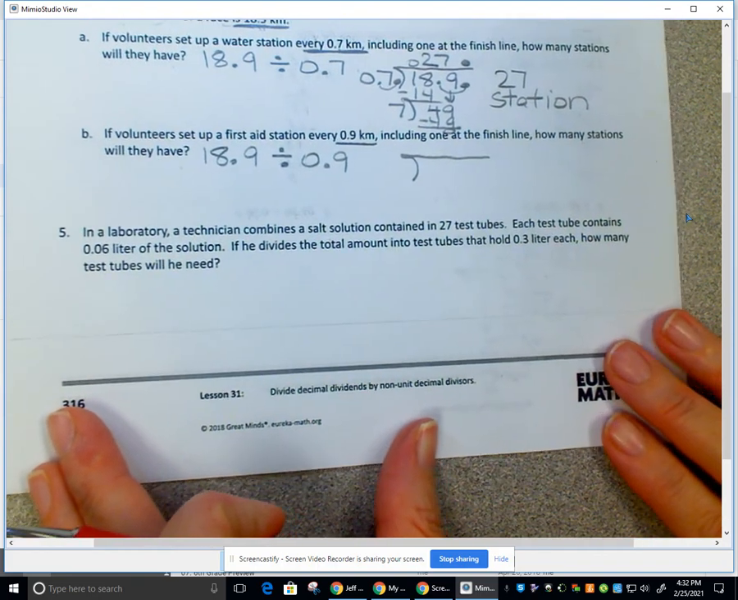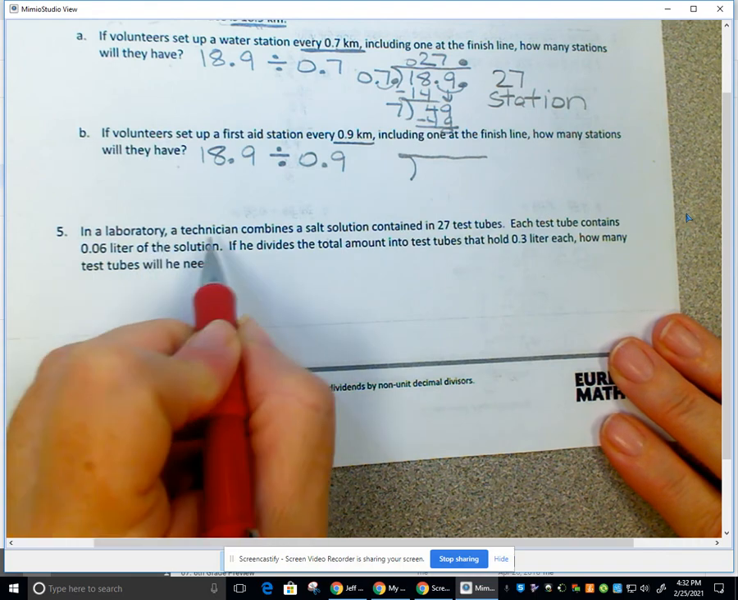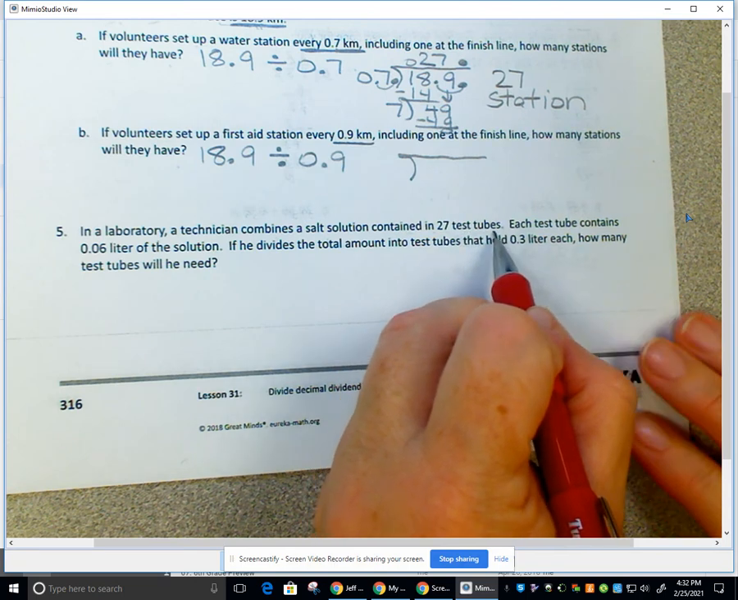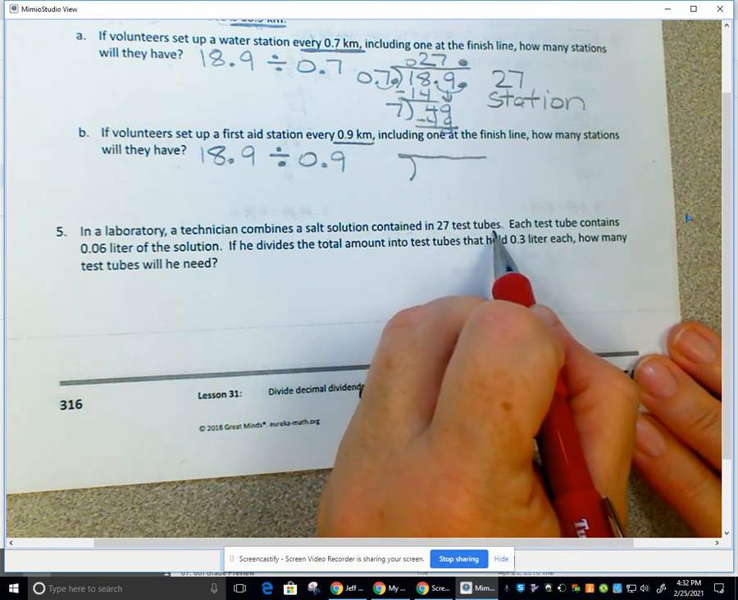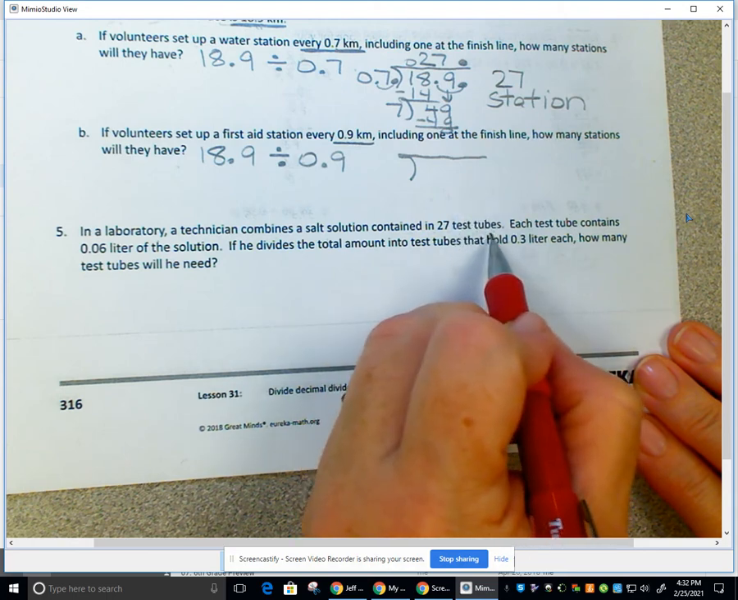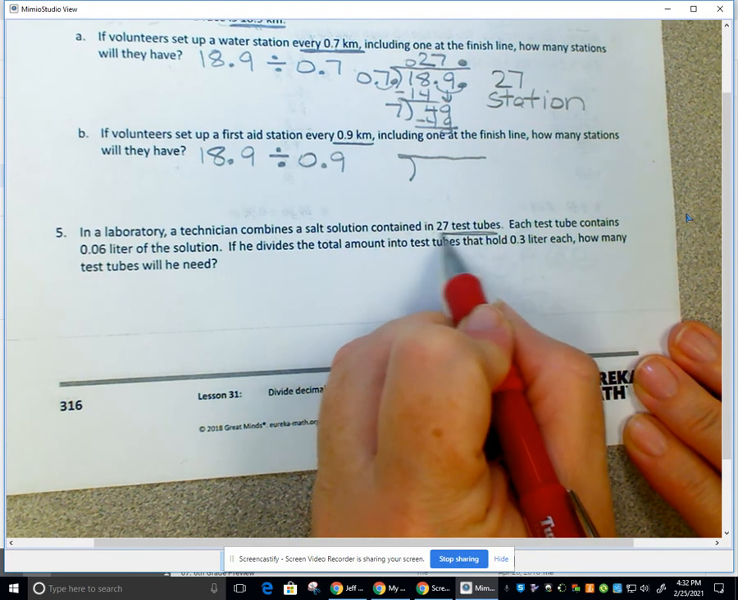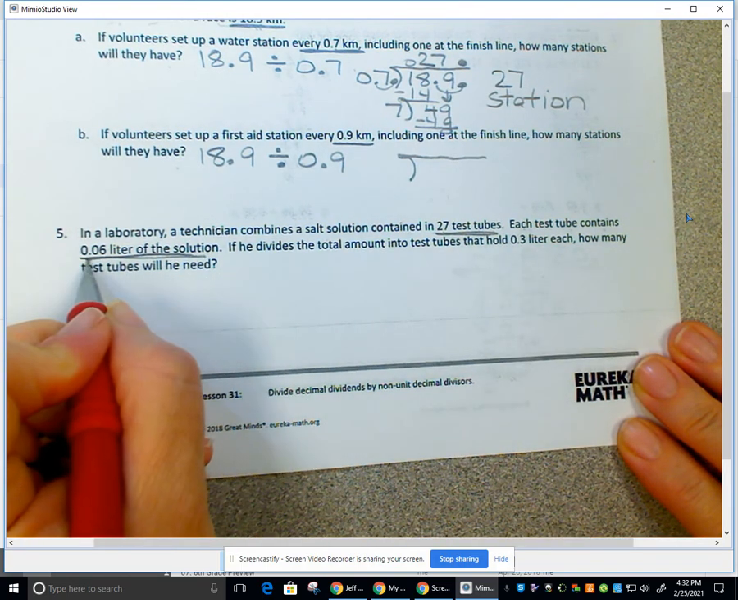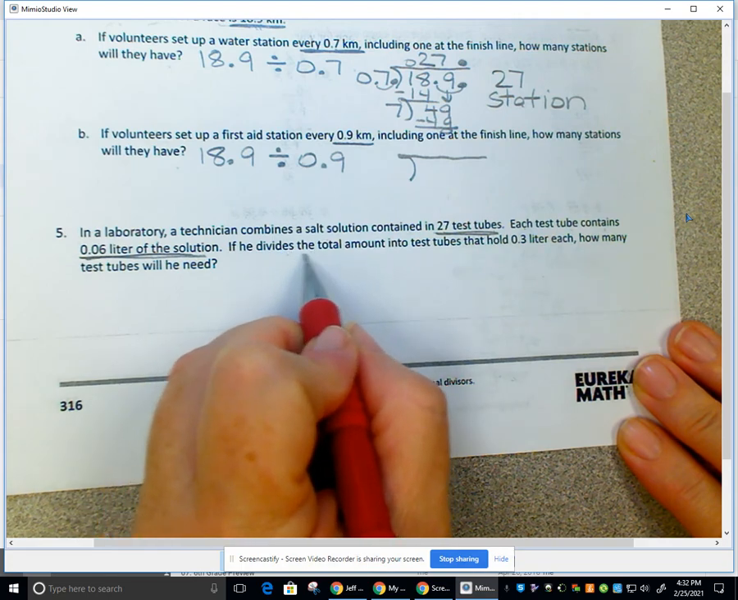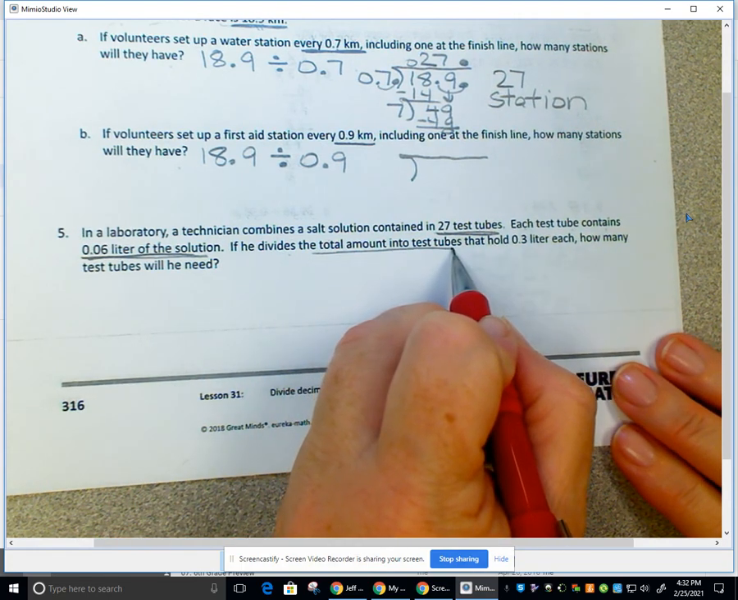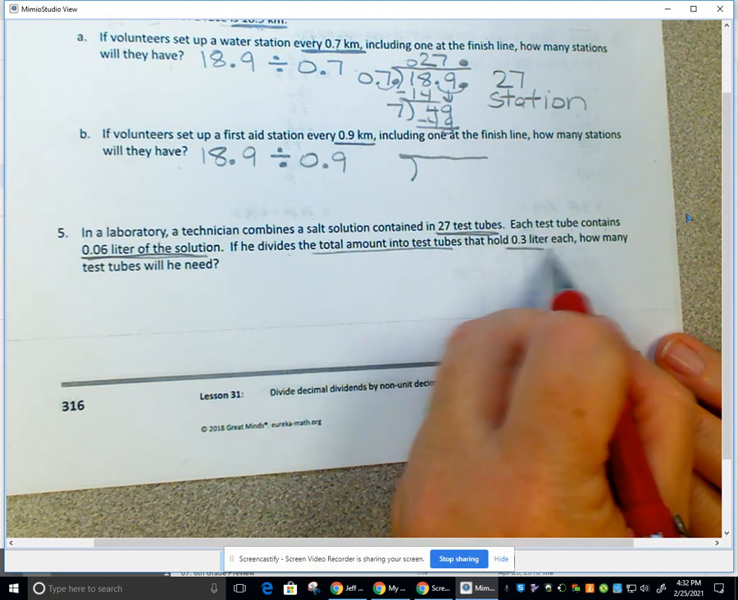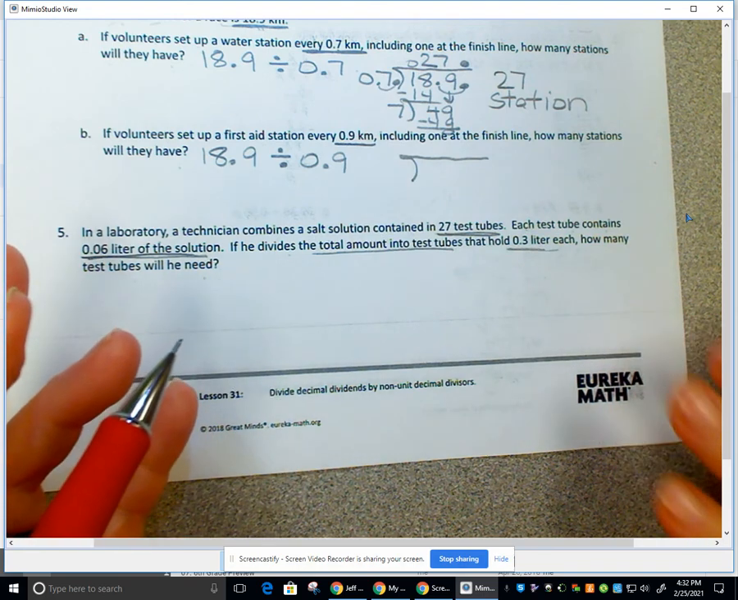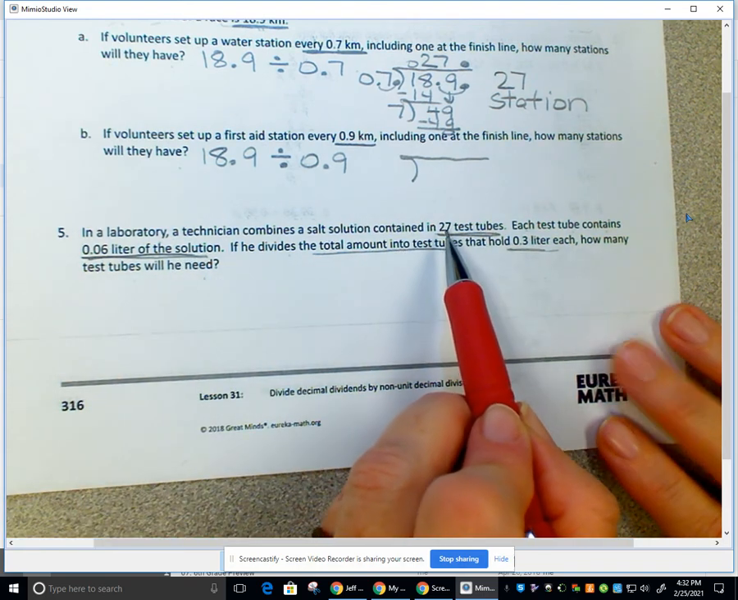Now, let's do the last one. In a laboratory, a technician combines a salt solution contained in 27 test tubes. Test tubes are like things in science. They look like little glass tubes. So we know we've got 27 test tubes. Each tube contains 600 liters of solution. If he divides the total amount in the test tubes that hold 3/10 liter each, how many test tubes will he need? Well, let's find out how much solution he has.